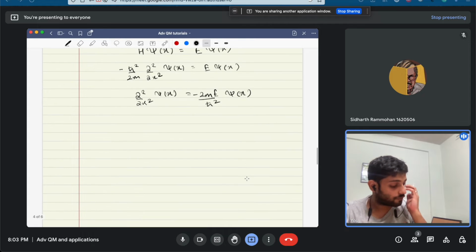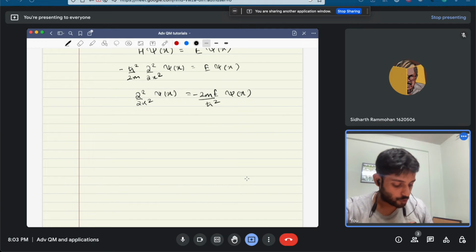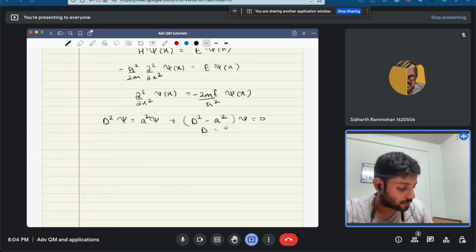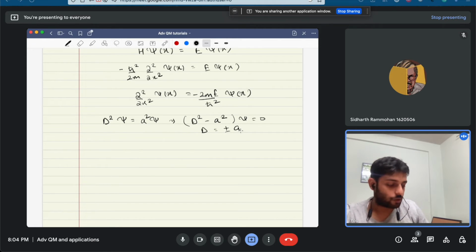Now, most of you must be familiar with solving second order differential equations. So you might have seen something like d square psi equal to some constant a square psi, and then you do d square minus a square psi equal to 0, you solve, you get d equal to plus minus a, something of that sort. You might have seen in your math methods courses the solving of second order differential equations.